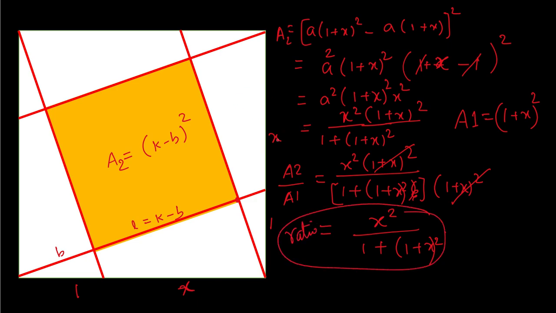Now let's put the value of x equal to 2, which reduces to our original problem when this divides it in the ratio of 1:2. Then this ratio will be 2 square is 4, divided by (1 plus 2) whole square, 1 plus 2 is 3, 3 square is 9. So we get 4 divided by 9, or 4:9. So this is the fraction of the entire square if this ratio is 2. But if it's generic x, you can use this formula.